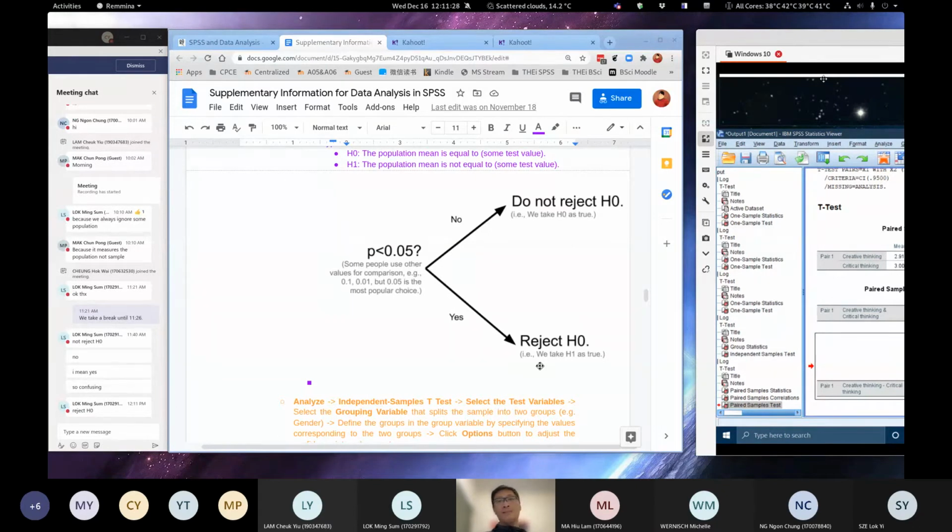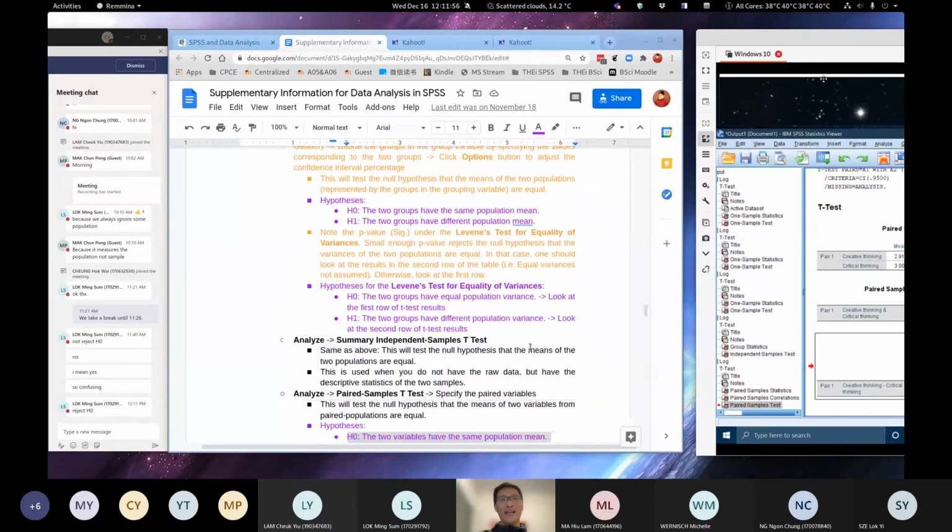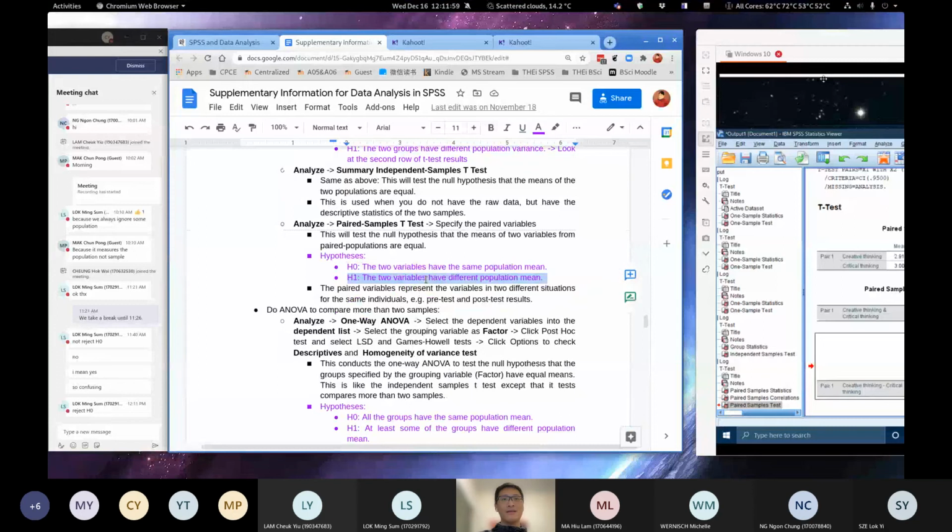See, this is quite complicated, but as you go through it multiple times, when you are familiar with the tree diagram, then things are actually quite straightforward. There is no other way to do it. You just follow the tree and determine if the P is smaller than this number or not. If yes, then you reject H0. If not, then you do not reject the H0. Now, you reject the H0 means that H1 is true. So again, we go back to the hypothesis, which is H1. H1 is that the two variables have different population means. So here is the answer.